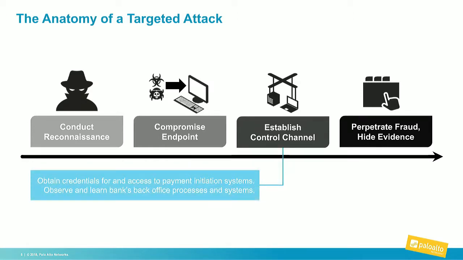Now, after successfully compromising an endpoint, the attacker would attempt to establish communications to their own command and control infrastructure. And the idea there is to enable them to drive the next steps of the attack, which would involve lateral movement to discover other items of value. And in the case of these breached SWIFT member institutions, in addition to stealing credentials, they would also conduct some further reconnaissance to familiarize themselves with the back office processes and systems.